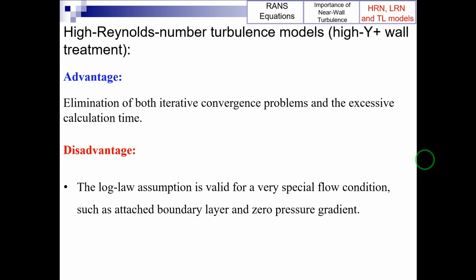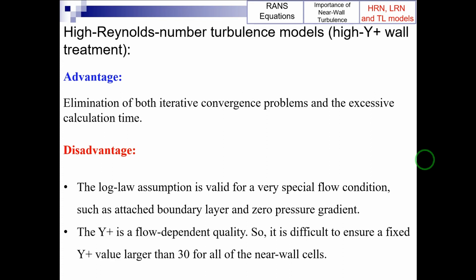And also, the Y plus is a flow-dependent quantity, so it is difficult to ensure a fixed Y plus value larger than 30 for all of the near wall cells. We might also have Y plus values in the buffer region where the profile is not known very well.